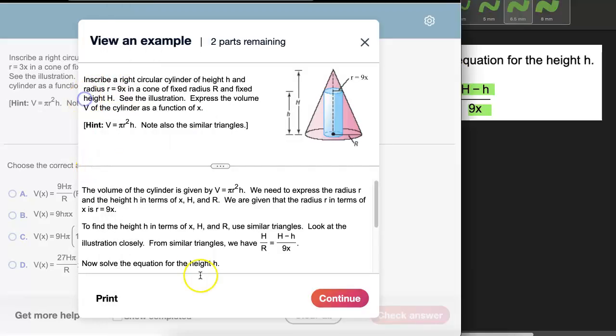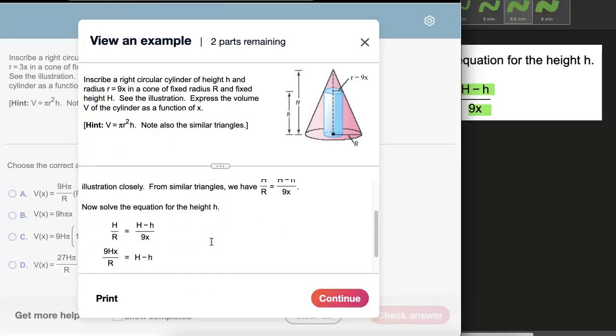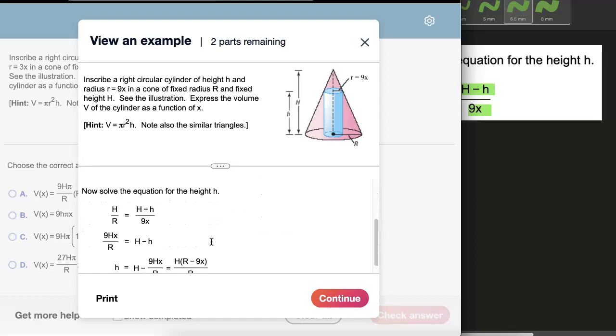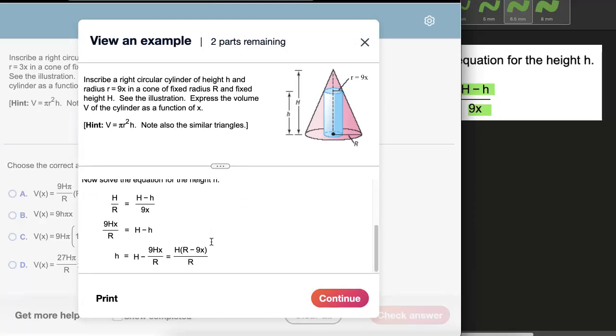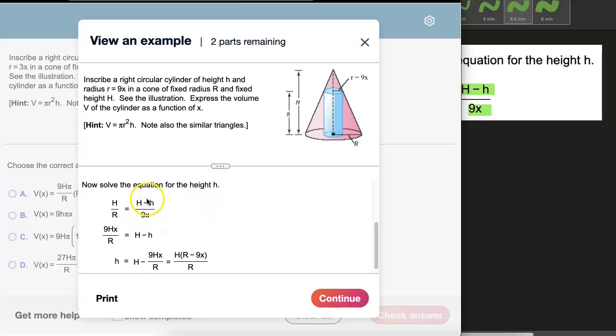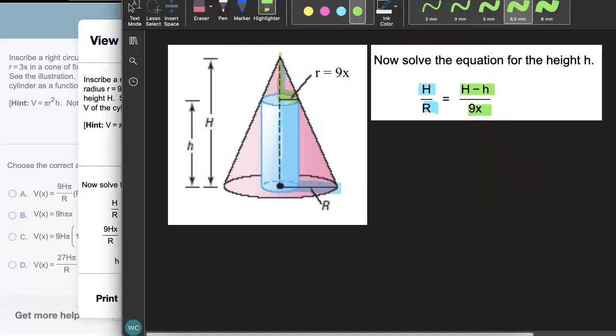Next, what's in the problem is some algebra. It says to solve this equation for the height lowercase h. And I'm going to try to follow through these steps that are listed in View an Example, but show some of the work that is missing in this View an Example problem. So remember, our goal here is to solve for lowercase h, and I see it located here within the equation. So one of the first things I can do is multiply both sides by 9x. So I'm going to show that work over here.